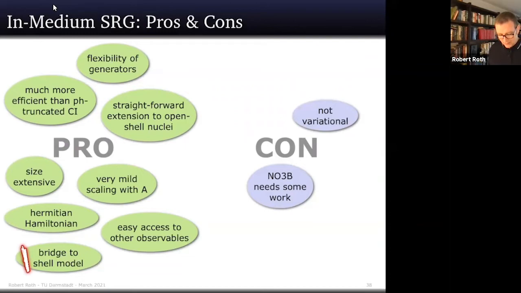So this is a very nice extra use. It's easy to access other observables. It has the same goodies as coupled cluster theory in terms of scaling with particle number, size extensivity, and efficiency compared to a particle-hole scheme. There are, well, two maybe cons.